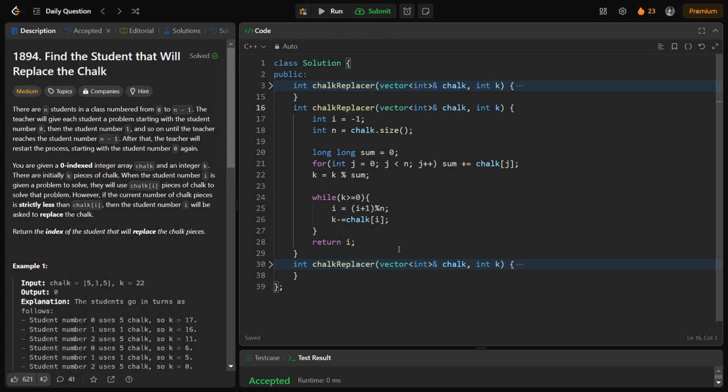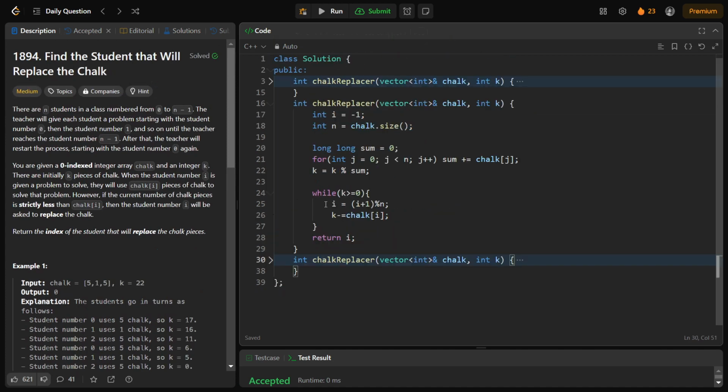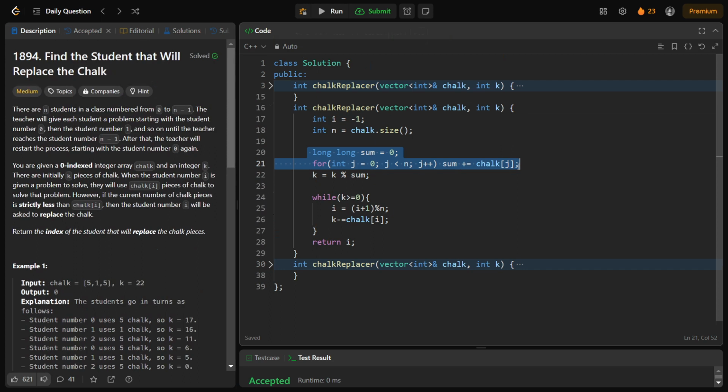And this is the second iteration. So what you see is the same code that I had here. We have the same thing, just one more additional thing: we calculate the sum of all the elements and then do the modulo operation with k, and do the same while loop and return i, right? So the only extra step is this one, you update the k, otherwise everything is the same, and this would heavily reduce the number of iterations that you do.